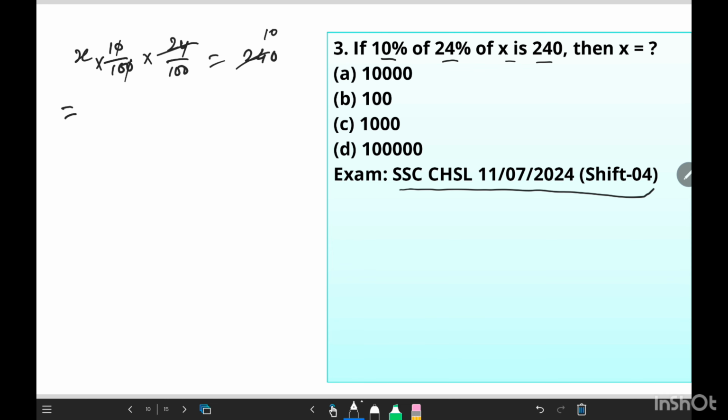Now here we have x upon 1000 equal to 10. So if we find the value of x, this 1000 will go to that side and multiply with that number. You understood? So it will be 10,000, and then the option 1 we have here is 10,000.